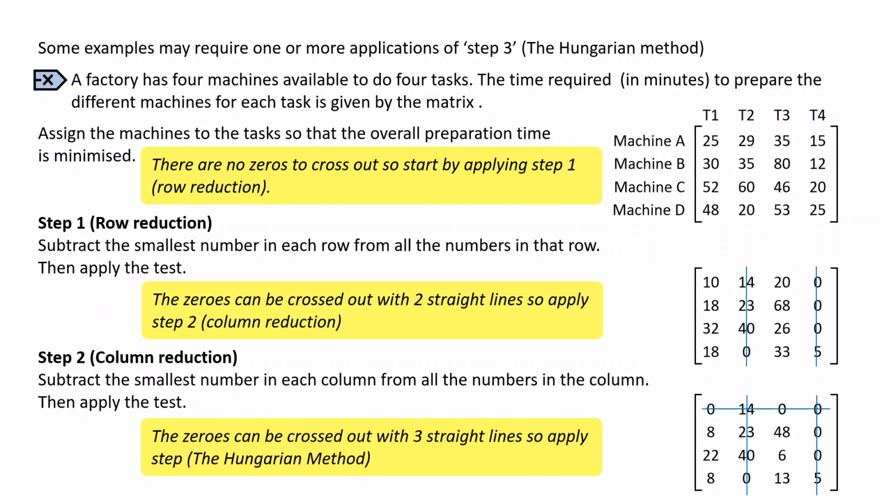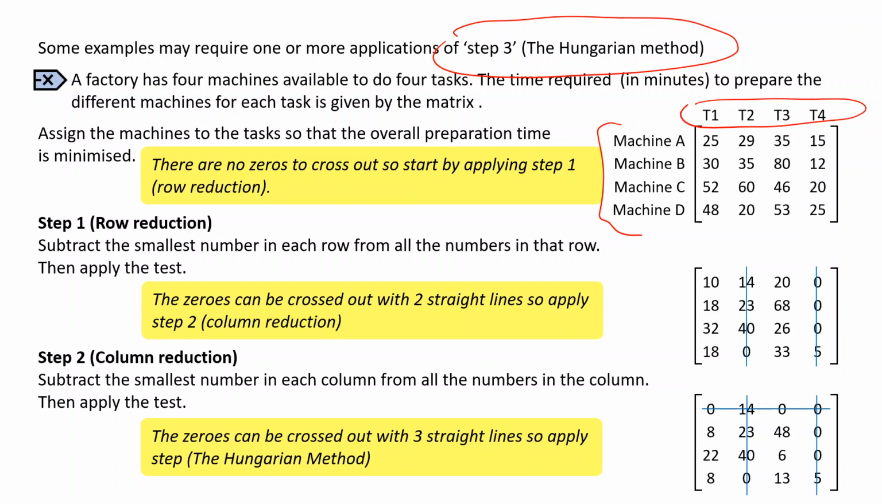Okay, so I've skipped ahead in the notes so that we can look at an example of step 3 and the actual Hungarian method, because that's the method that's probably the most complicated. So in this example here, we have a factory and they have 4 machines able to do 4 tasks, and they've listed machines A, B, C, D there, and tasks 1, 2, 3, and 4 at the top there.